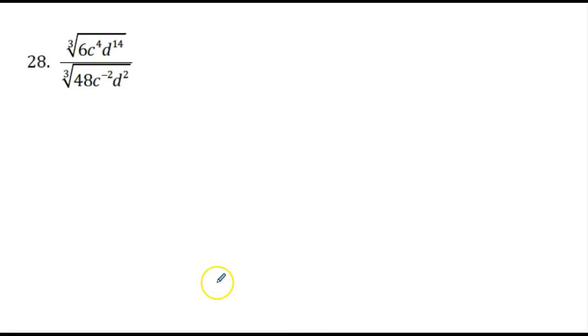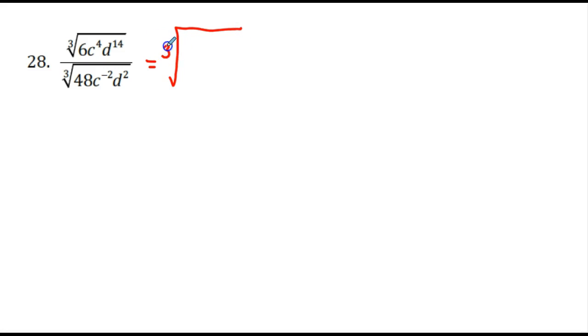Here we're going to simplify radicals, but notice now instead of having square roots, we have cube roots. That means we need to pull out factors in groups of 3. So let's begin, first of all, by thinking of this as the cube root of this fraction. Since both of these are cube roots, I'm going to write this as a single cube root.